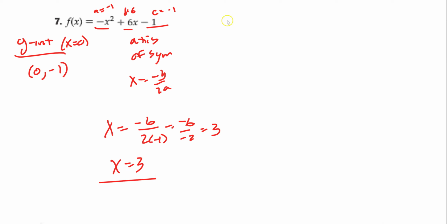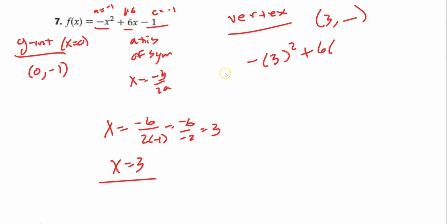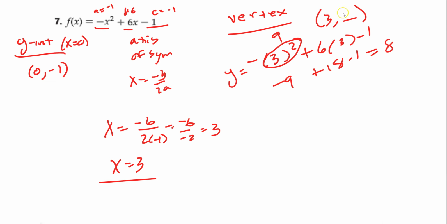Then my vertex. Right, so again, I have the x value already. I just got to find the y value. So we're always just plugging into the equation. Plug in 3, so make sure. Okay, remember this goes first, so it's 9, and then the negative's on the outside, so negative 9 plus 18 minus 1, that's 9 minus 1 is 8. So that's my vertex.